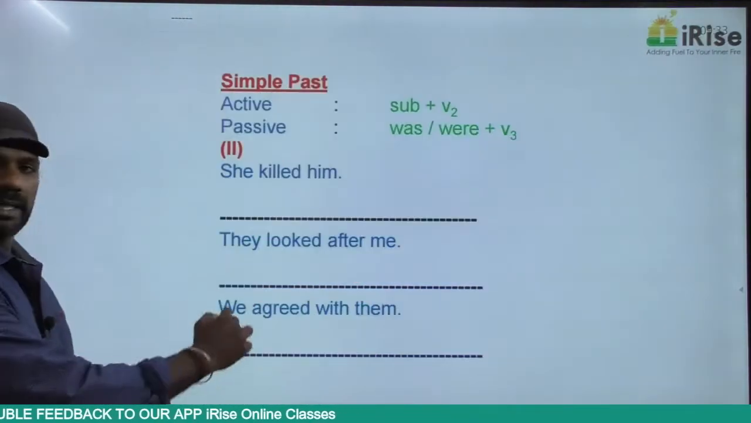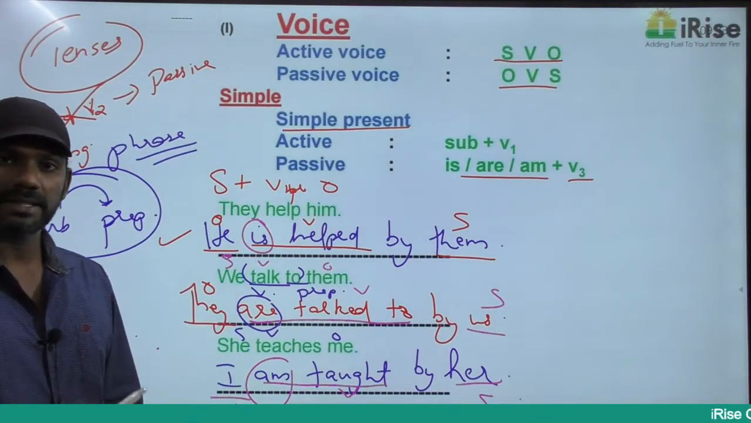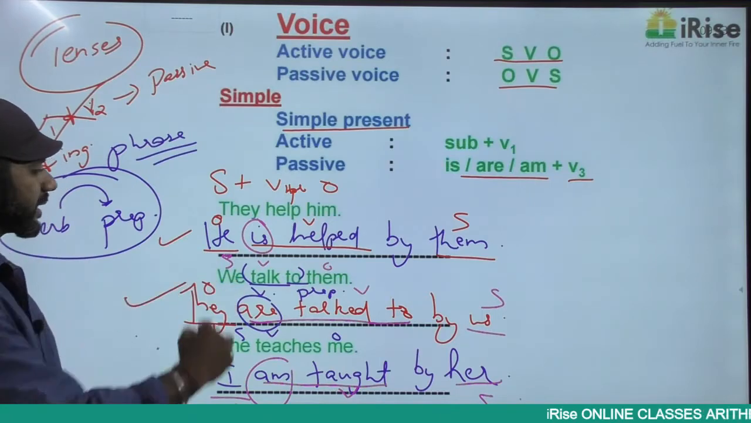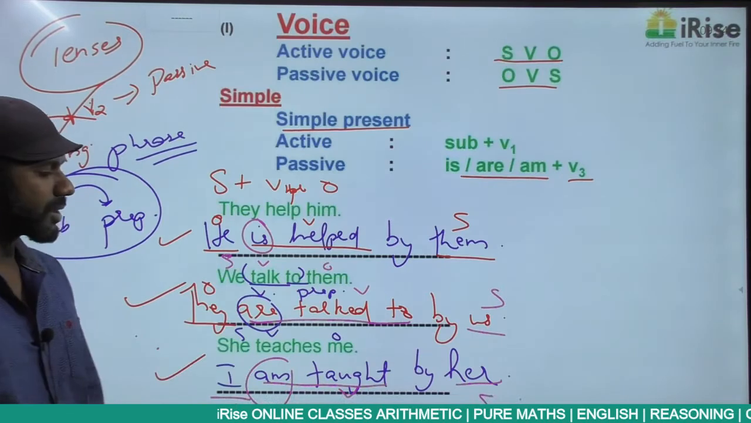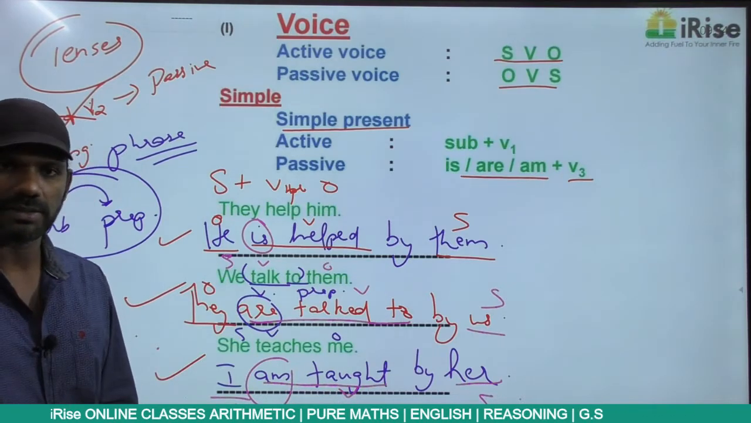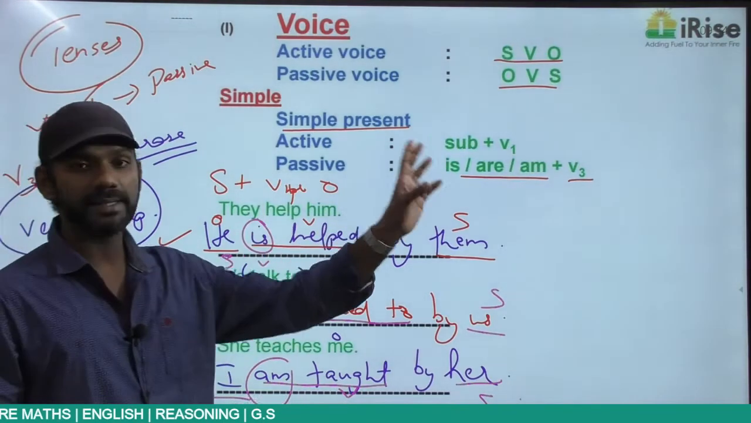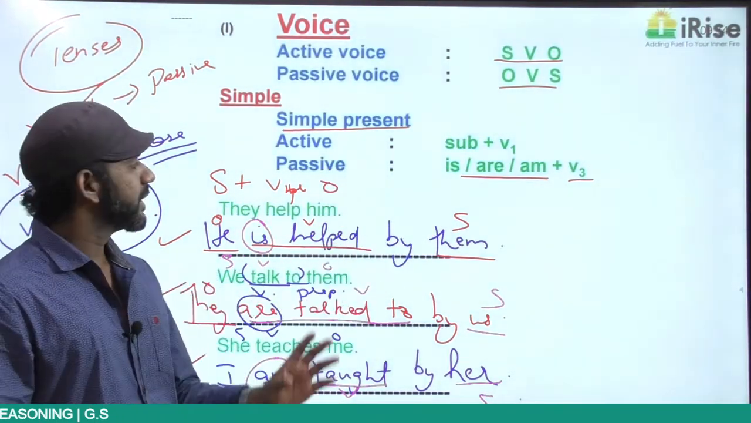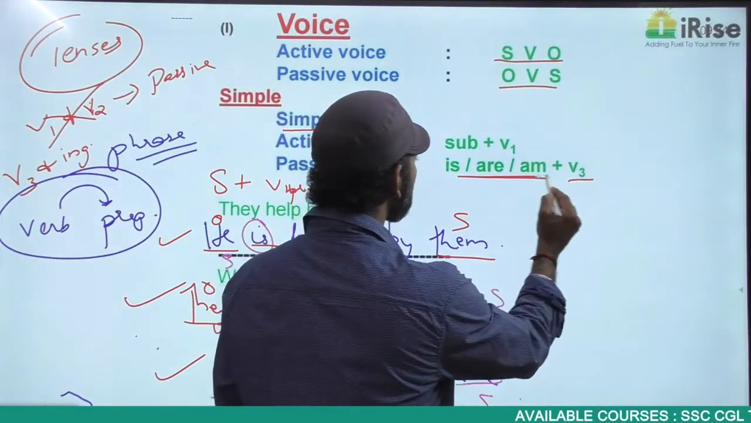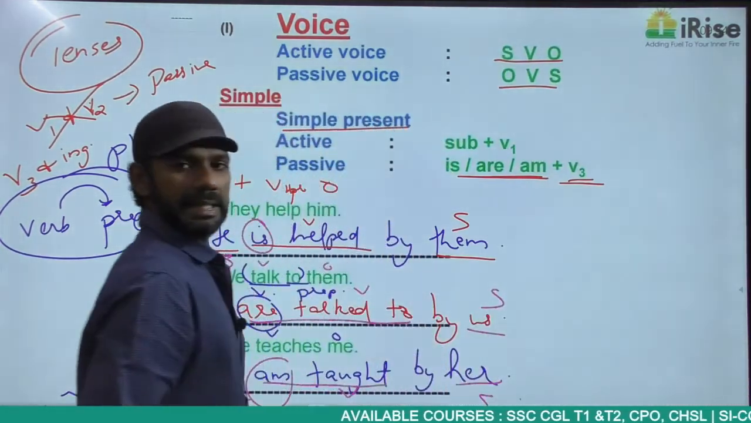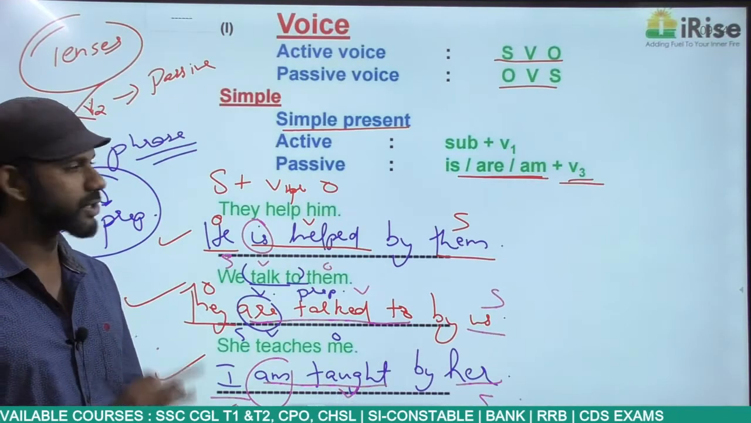the same statements. He is helped by them is simple present passive voice. They are talked to by us, simple present passive voice. I am taught by her, simple present passive voice. Now, the order of simple present in the active voice is subject plus V1. The order of simple present in the passive voice is BE plus V3.